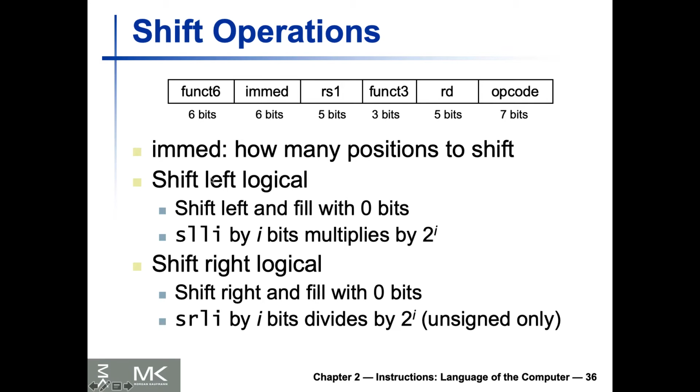For instance, the shift left logical is going to shift left and then fill the rest with 0, right? On the other side, your shift right logical is going to shift right and then fill the rest with 0. You have two more, SLLI and SRLI. For instance, in this case, one is going to divide by 2 to the power of I, unsigned, and the other one is going to multiply by 2 to the power of I. So these are pretty easy. I don't want you to just memorize it. You can play around with it in the lab later today and see the output.